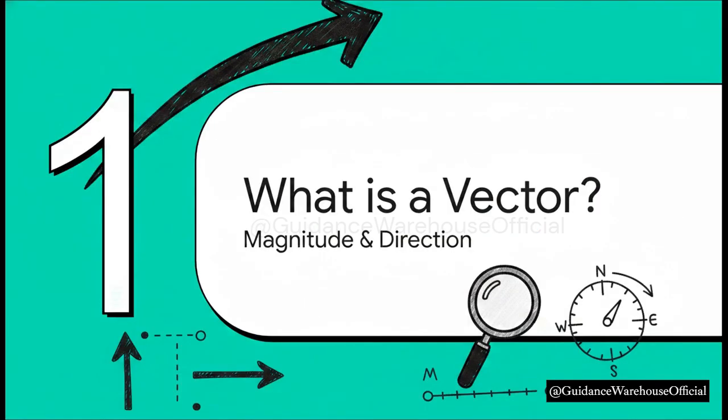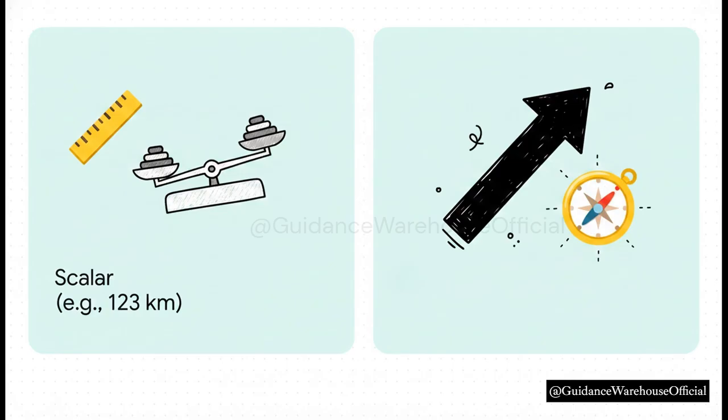All right, let's dive right into part one. What is a vector? Magnitude and direction. In physics, we deal with two main types of quantities to describe the world around us. First up, we've got scalars. A scalar gives you magnitude only. It's really just a size, a number, and a unit.